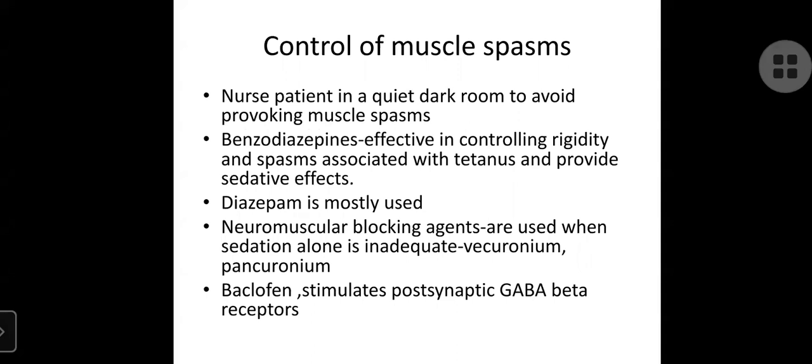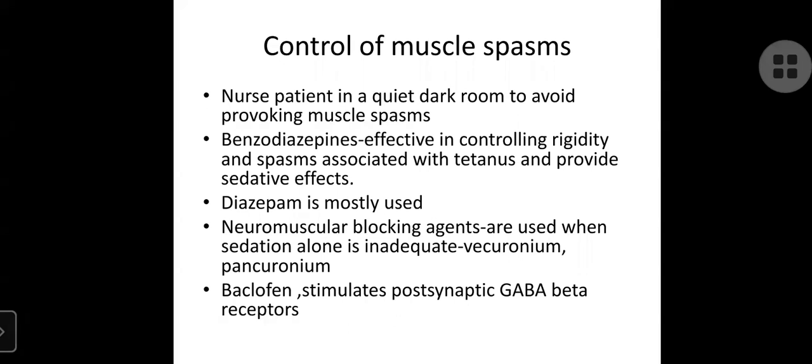Then we need to control the muscle spasm. Ideally, patients that have been diagnosed with tetanus need intensive care, but in our setting, intensive care is not readily available. So it will be better to nurse such a patient in a quiet, dark room. Then you can give a benzodiazepine to control the rigidity and spasm that is associated with tetanus.